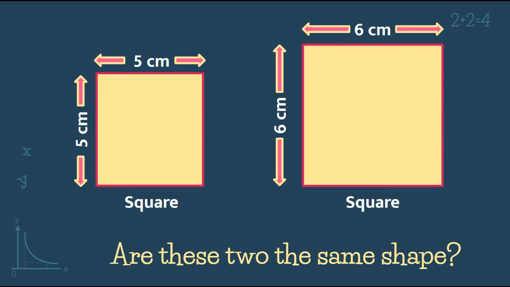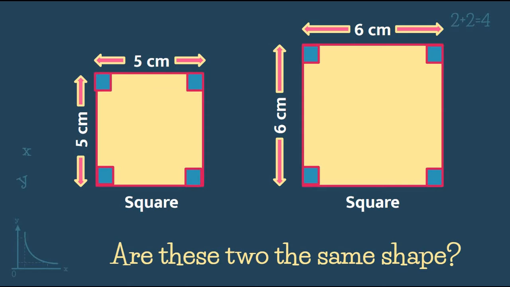Yes, right, they are of the same shape. They definitely look the same, but they are not of the same size. The angles are also the same in both of them. They are all right angles, but the sides are not the same if you observe. So then why do we say that they are of the same shape?